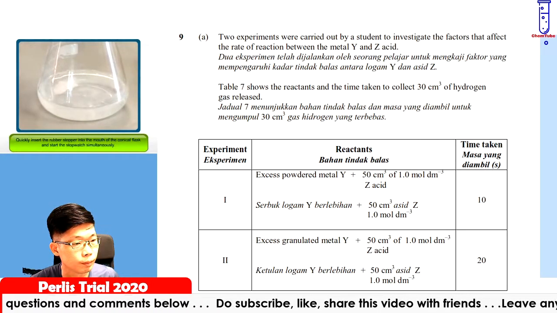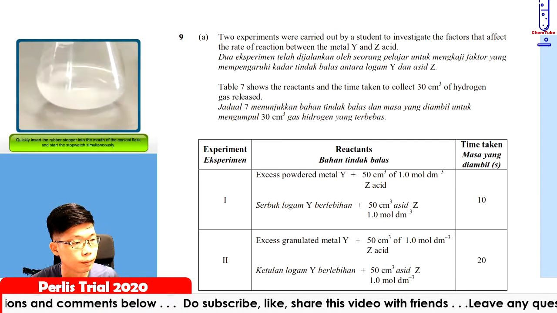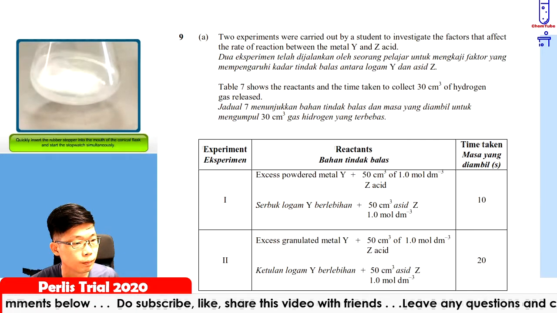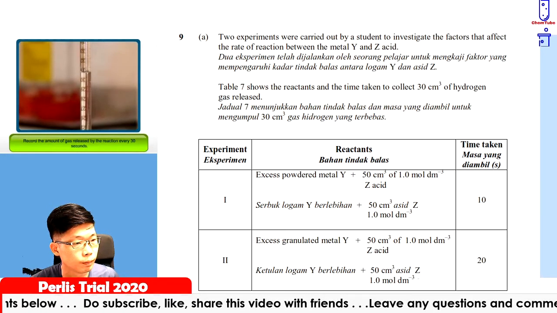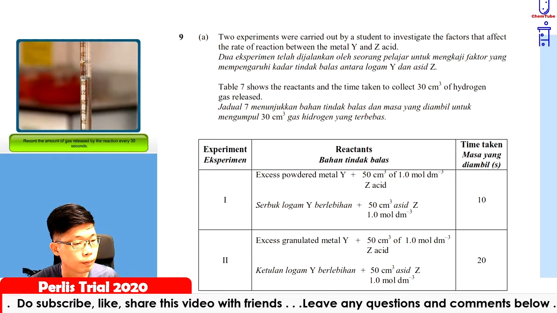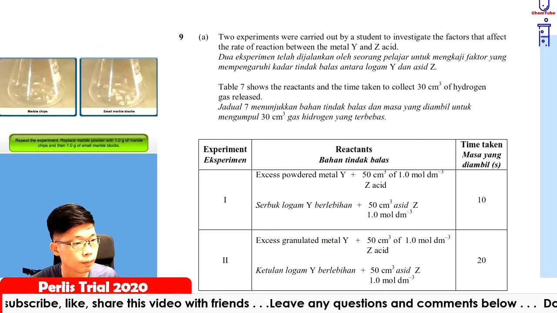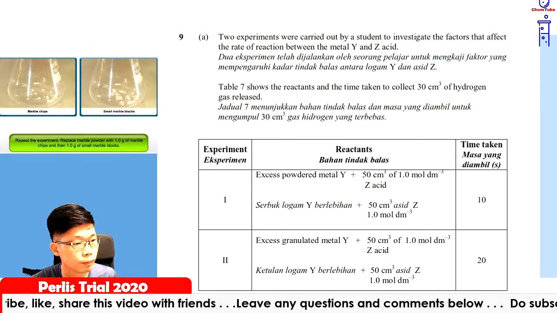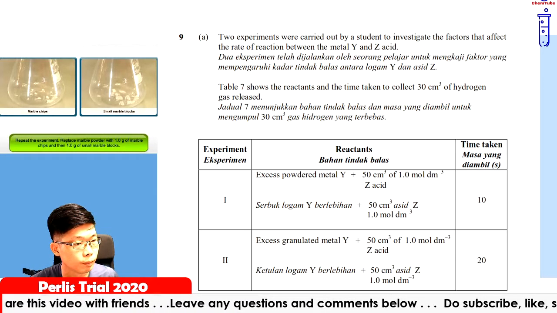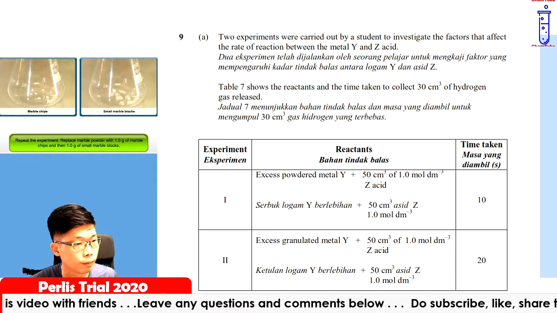Quickly insert the rubber stopper into the mouth of the conical flask and start the stopwatch simultaneously. Record the amount of gas released by the reaction every 30 seconds. Repeat the experiment. Replace marble powder with 1.0 gram of marble chips and then 1.0 gram of small marble blocks.